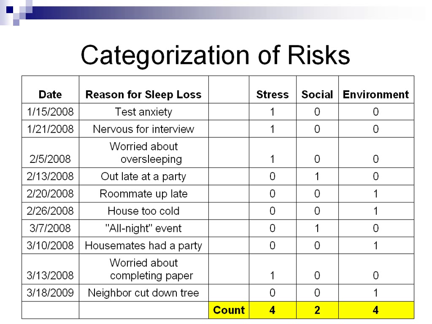Shown here, we have categorized the incidences into 3 areas for causes for sleep loss: stress, social life, and environment. The final row of the table shows the counts of each of the categories. Highlighted in yellow, the subject lost sleep due to stress 4 times, social life 2 times, and the environment 4 times.